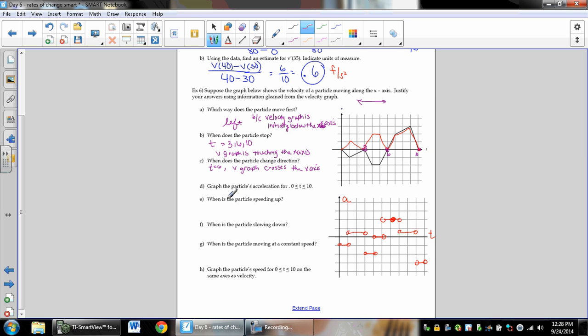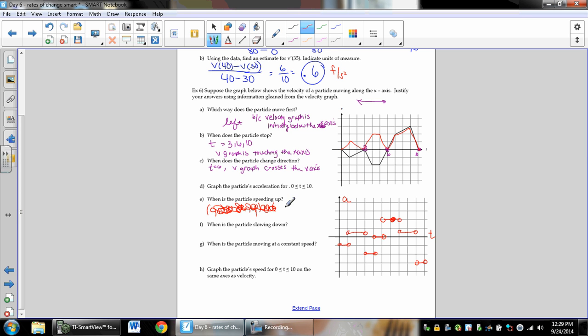So when is the particle speeding up? It's speeding up whenever the speed graph is increasing. That's going to be from 0 to 1, from 3 to 4, from 6 to 7 to 9. So from 6 to 9, I can actually say that whole thing. It doesn't have to be differentiable to be speeding up. So 0 to 1, 3 to 4, 6 to 9.